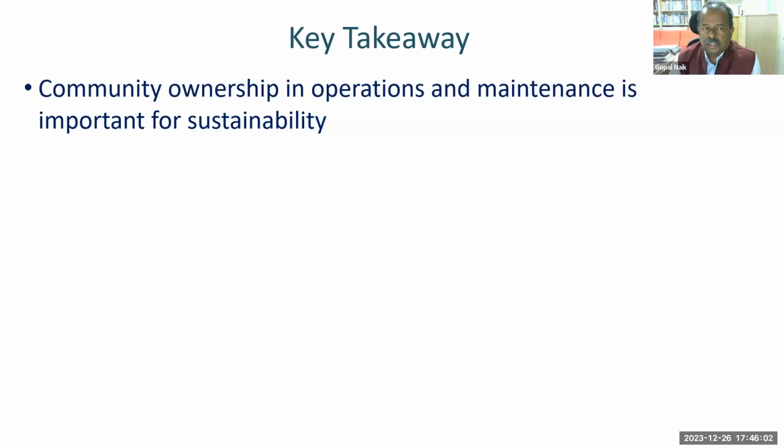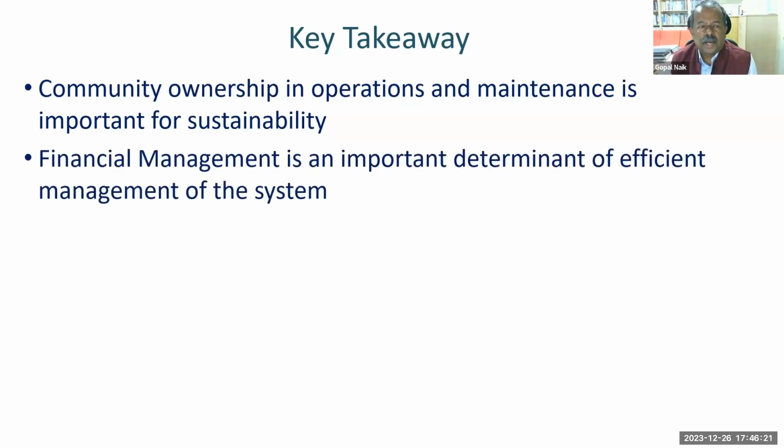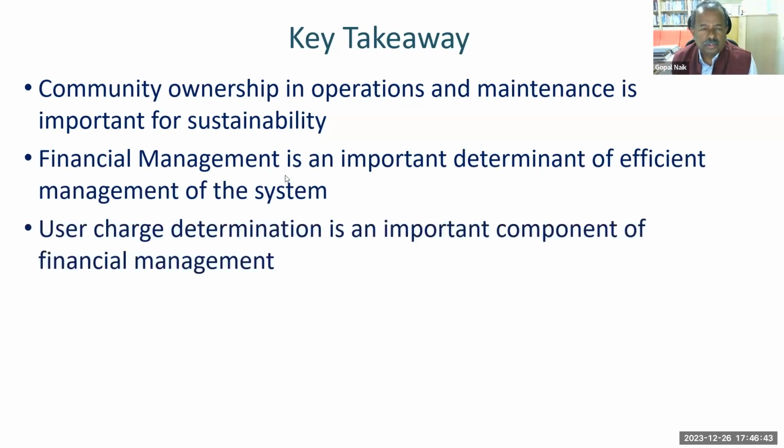But just to summarize what we have discussed so far: on the sustainability of the drinking water system, we said that community ownership is very important, and the community takes charge of the operations and maintenance of the system. A part of that is financial management. Financial management needs to be efficient in order to make the system efficient. Therefore, we need to understand how one can generate revenue and how we manage the cost efficiently, and that is what we are going to talk about in this program.